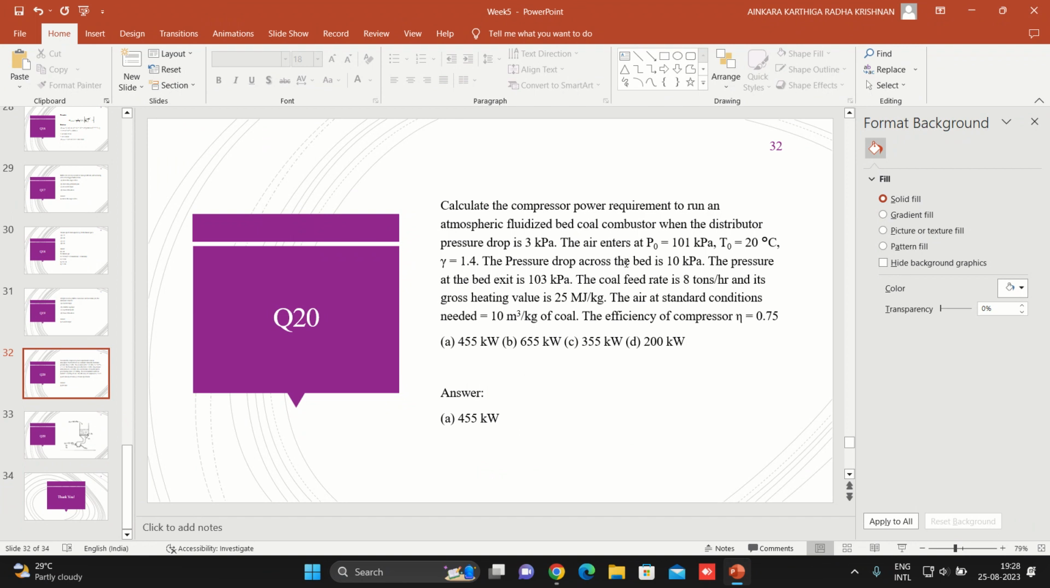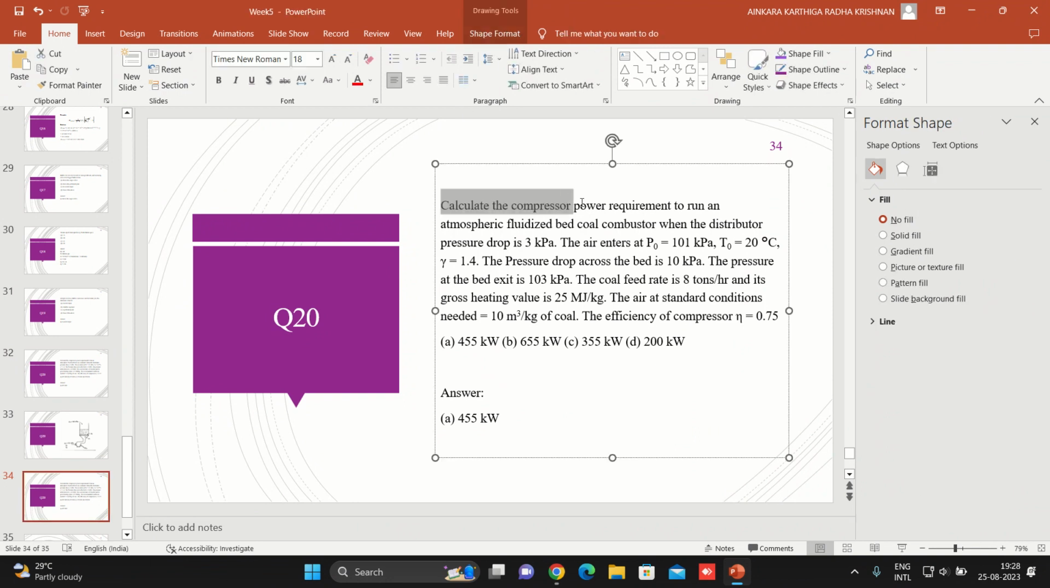So what else is given? Pressure drop across the bed is 10 kilopascal. As always, we just write what all the given conditions are first, and then proceed to solving the problem. Compressor power requirement is what is to be found.